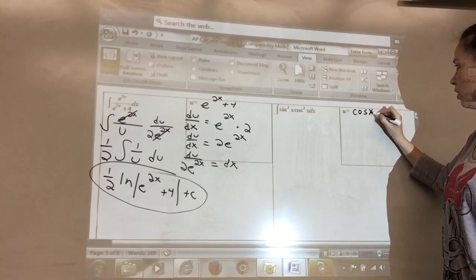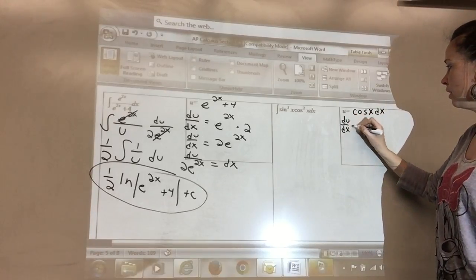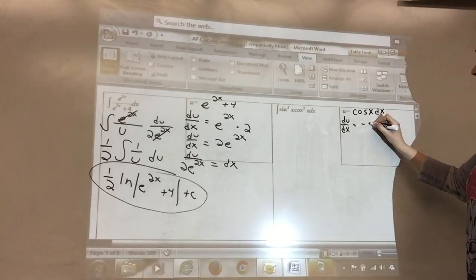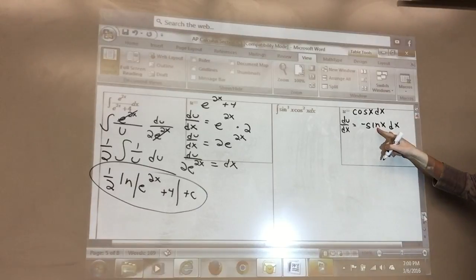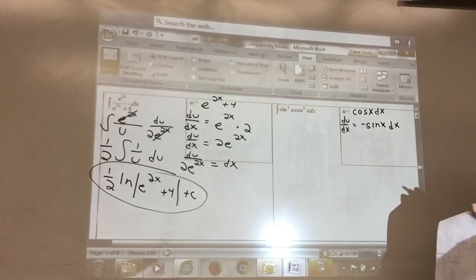Let's see if this works. The cosine of x. So du dx is the derivative of cosine, which is the opposite of sine, which we picked on purpose so that this will go to a denominator. So I'm going to solve for my dx.